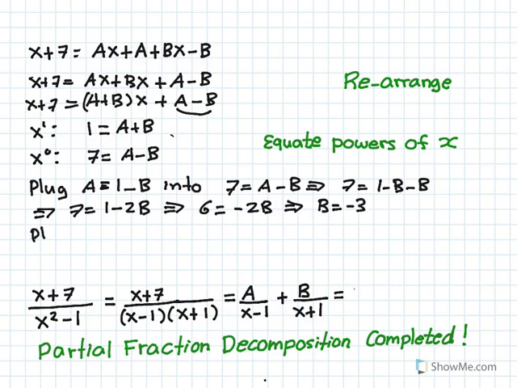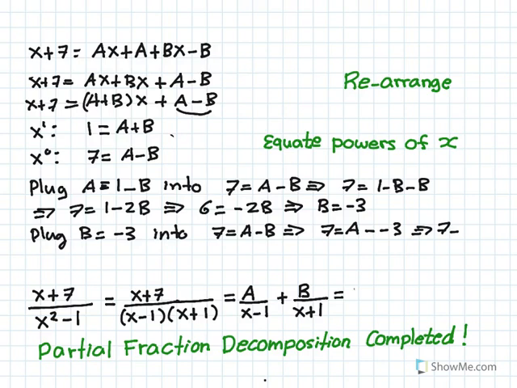Now let's plug b = -3 into the second equation, into 7 = a - b. And we will get 7 = a - (-3). So we get 7 = a + 3. Solving for a, we get a = 7 - 3, which is 4.